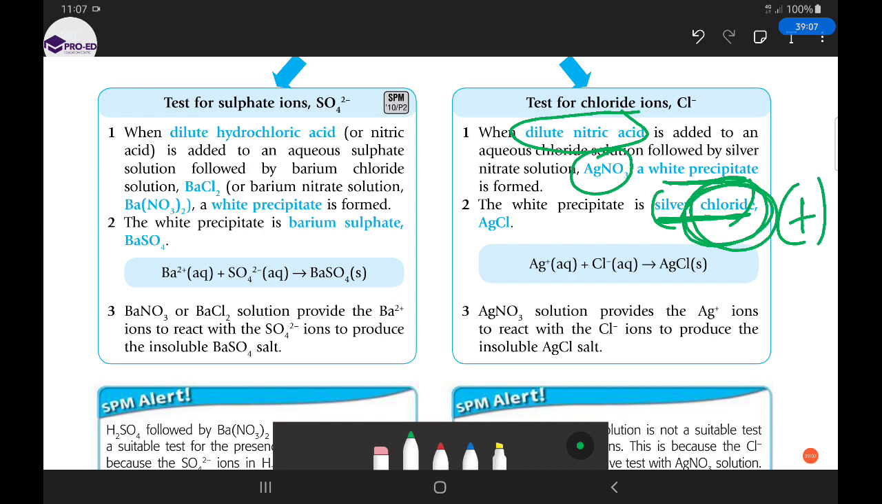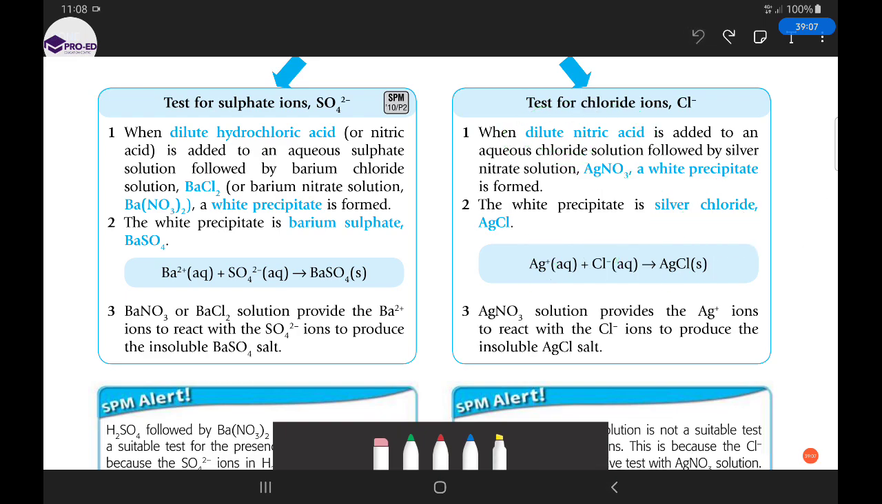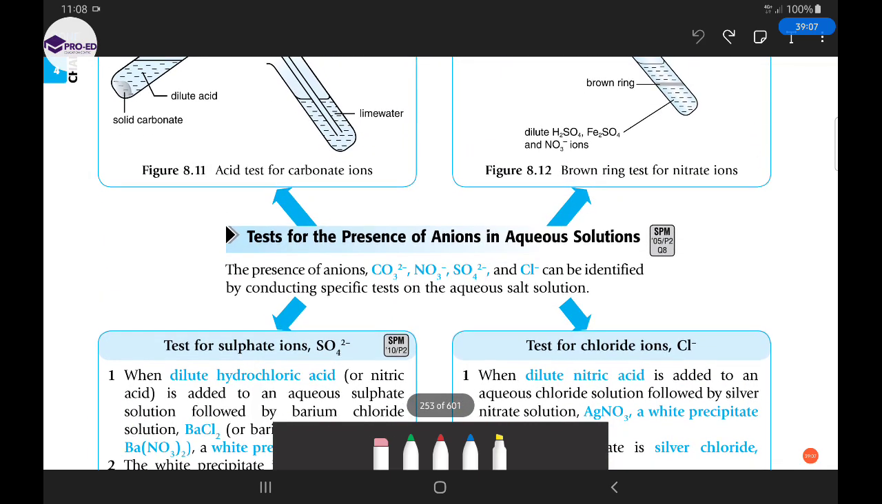That's it. So the question is, why do we add the silver nitrate solution? So that it can provide the silver ions to react with the chloride to form that white precipitate of silver chloride, to come to a positive test, not a false positive, because we did not use hydrochloric acid, we used nitric acid. So guys, these are the few things you have to memorize, you have to get this right. These are confirmatory tests for anions.